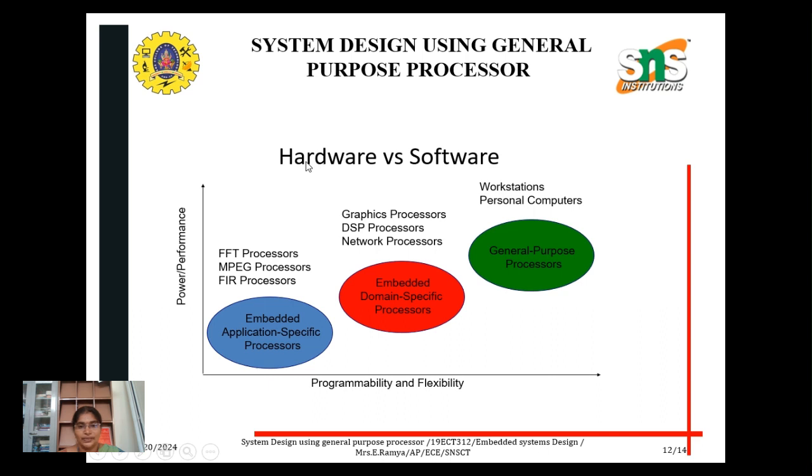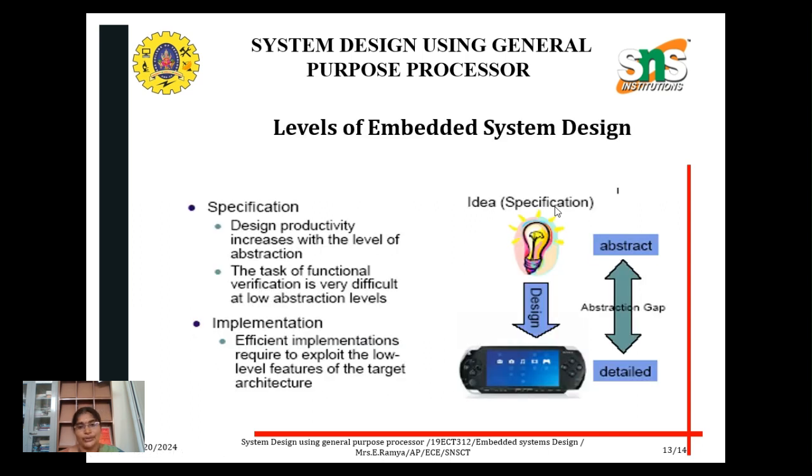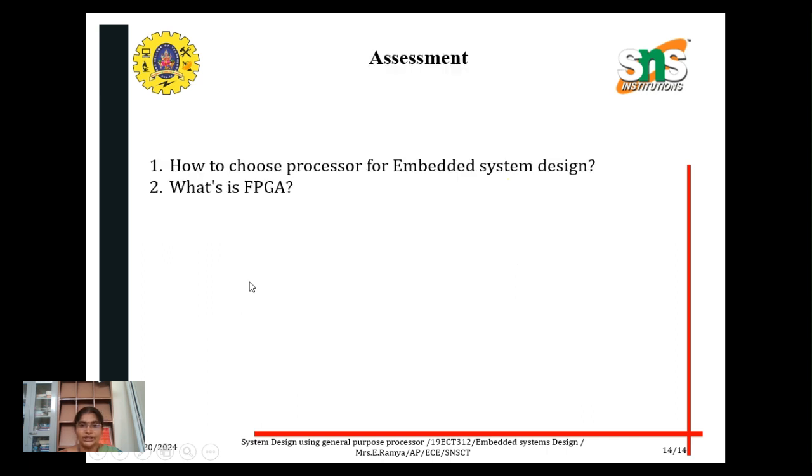So, what is the difference between hardware and software? We have to analyze the power and performance with the programmability and flexibility. An embedded application specific processor has low power and low programmability. An embedded domain specific processor, such as a graphic processor, DSP processor, and network processor, gives high programmability and high power. A general purpose processor, as in a workstation computer, is similar. If we want low power operation, we can go for an embedded processor. What are the levels of embedded system design? First, we have to specify the list of requirements, design productivity, the task we have to do, and then implementation.